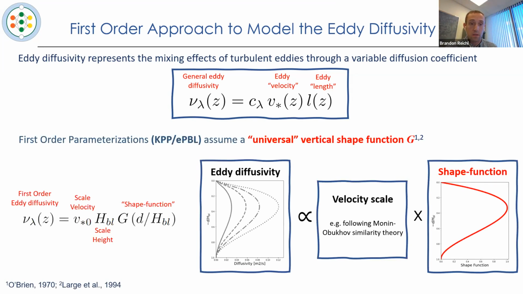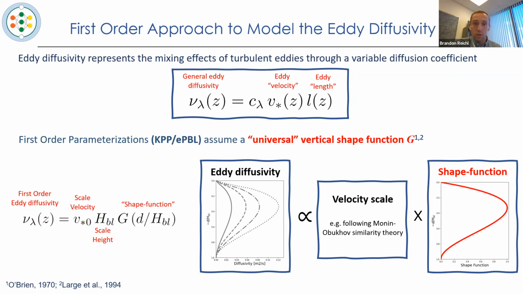Now, first order schemes, so things like KPP and how we've done things in EPBL so far, essentially introduce a scale velocity, which I'm showing now in the equation on the bottom left as V star 0, and a scale height, which I'm setting as the boundary layer depth HBL here. And this all gets multiplied by what's assumed to be a universal vertical shape function that relates these scale values to the diffusivity profile. So you can see in the graphs here that the eddy diffusivity would be proportional to however you derive that velocity scale, multiplied by this constant shape function that's basically assumed to be the same everywhere, no matter where you are.